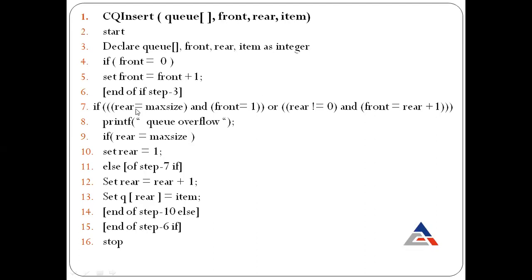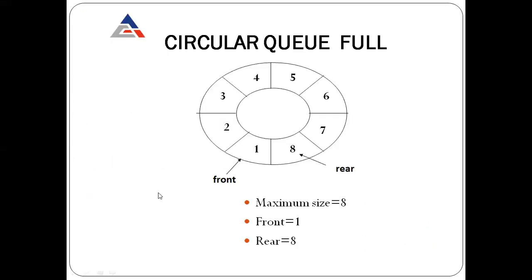So take this 7th point very seriously. What is the second 7th point telling us? If rear is equal to maximum size and front is equal to 1, let me go back over here and check. Rear is equal to maximum size. Maximum size is 8. Now rear is equal to maximum size and front is 1. So look at the image. The value of front is 1 and the rear value is 8, and 8 is the maximum size.